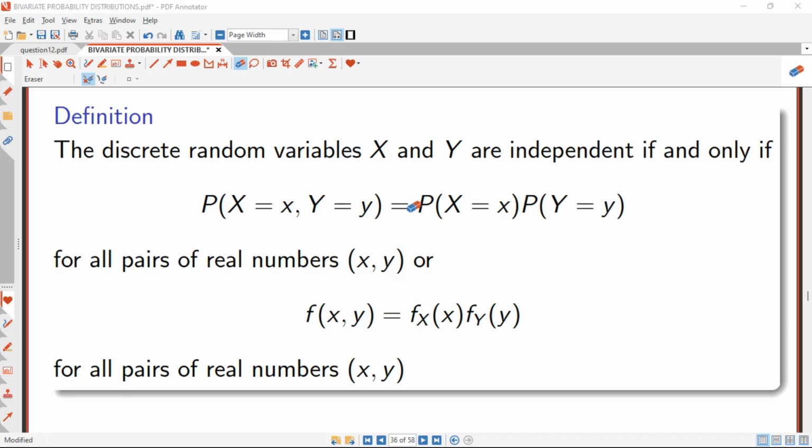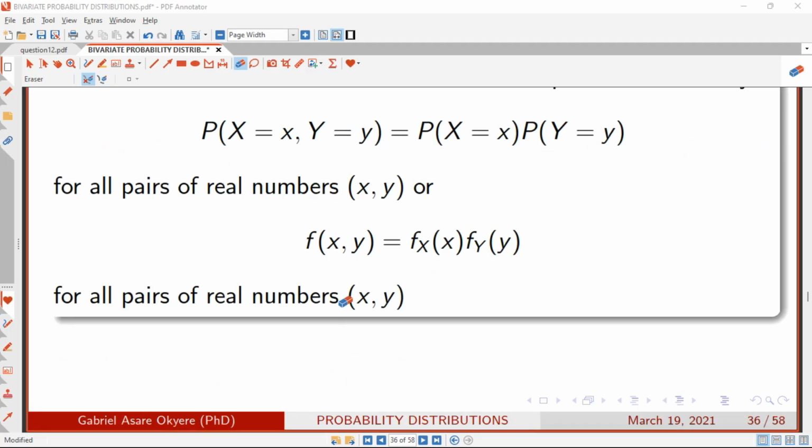The only thing you have to do is calculate the marginal of y and the marginal of x. When you multiply the marginal of y by the marginal of x, and that multiplication is equal to the joint, then we can say that the joint probability distribution is independent. Yes, so that is what we are discussing. So let's solve some questions.